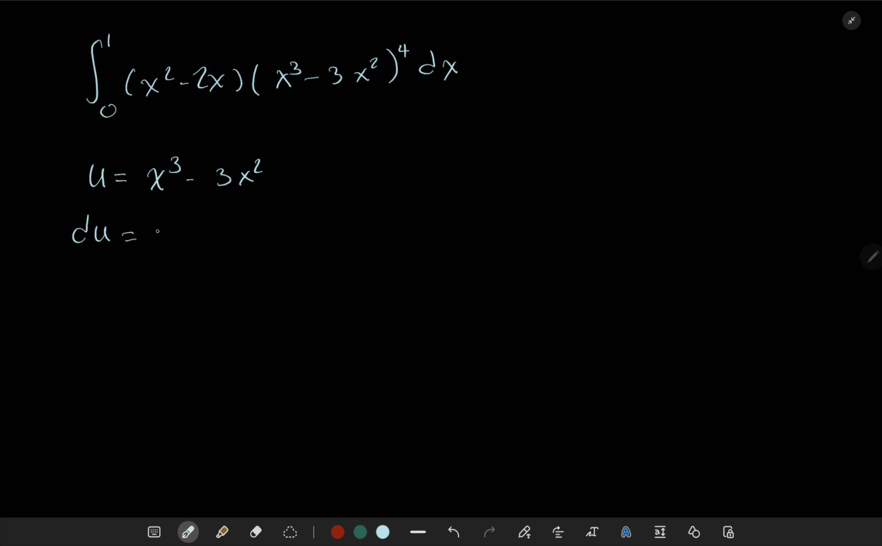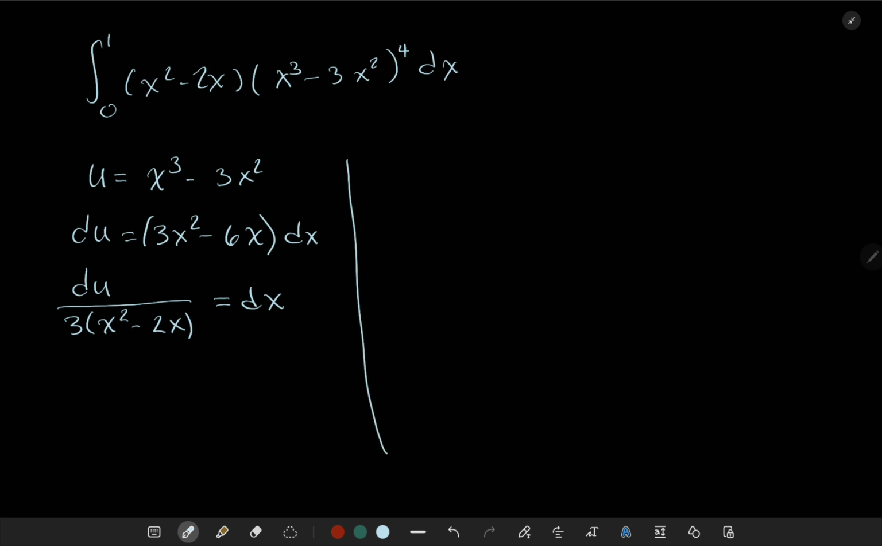So your differential du is going to be the derivative of u, which is 3x squared minus 6x, all of it times dx. And we can then divide both sides by this, and we have that du divided by this is dx. I'm going to factor a 3 there because that's going to give us our term here. So factor, that's going to give you dx, and you go ahead and take back your substitution. So far everything is the same as we've been doing before. I'm not going to talk about the endpoints just for a moment.